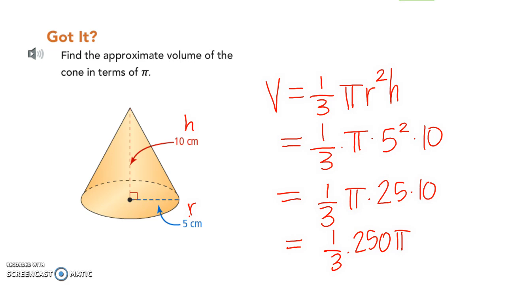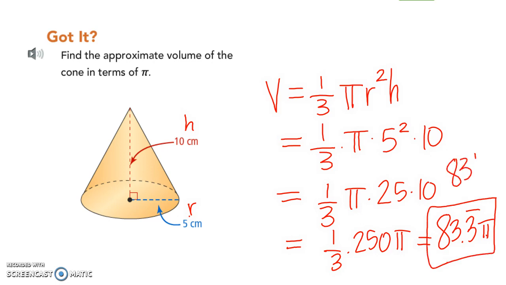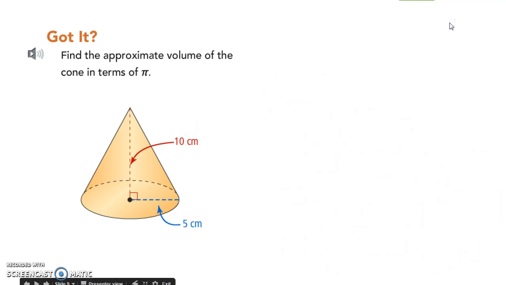So 250 divided by 3 gives me 83 1/3, so 83.3 bar notation, pi. There we go. Or we could say 83 1/3 pi. Okay? And that is going to be centimeters cubed. Okay, so same process as cylinder, only difference is we divide by 3 at the end. All right, let's try one more now where we use 3.14 for pi.